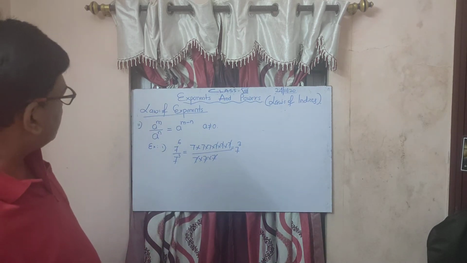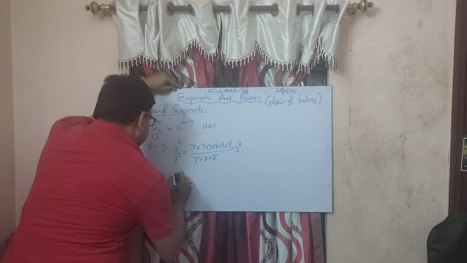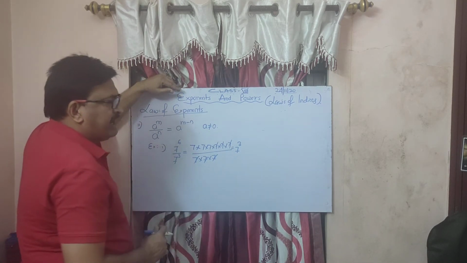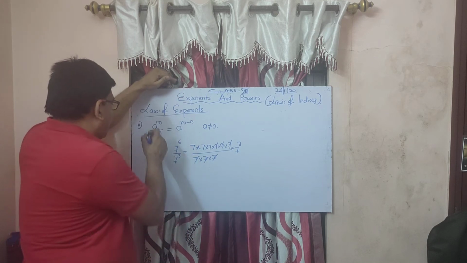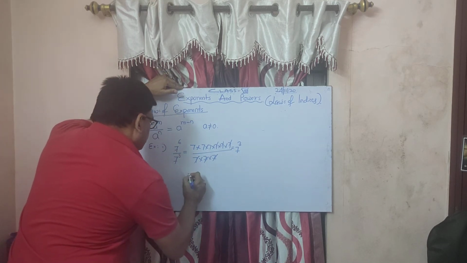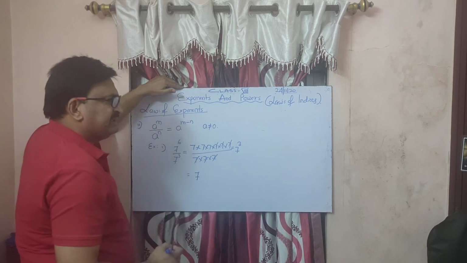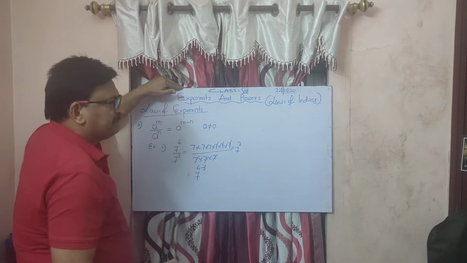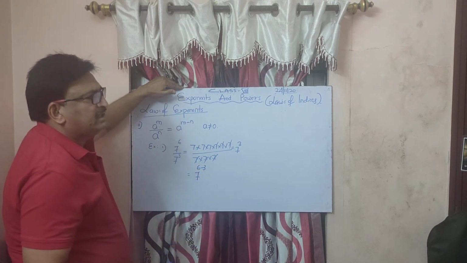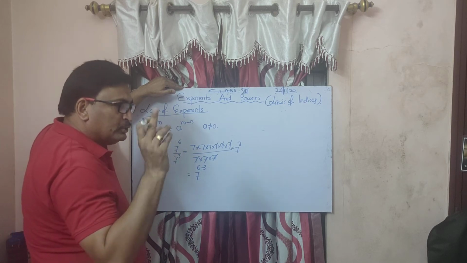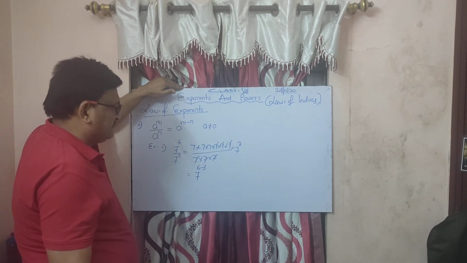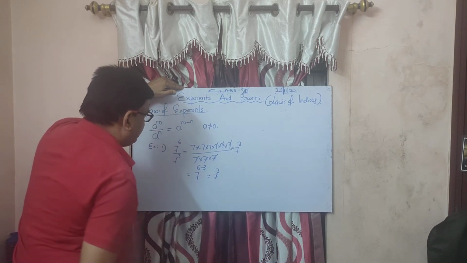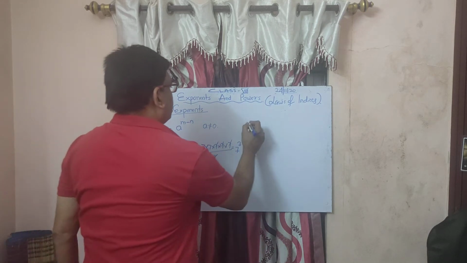Now you know the formula. What does the formula say? If the bases are the same and the numbers are in division form, then first write the base and just subtract the power of the denominator from the power of the numerator. That is 7 to the power 6 minus 3, which is 7 to the power 3. We'll take another example.